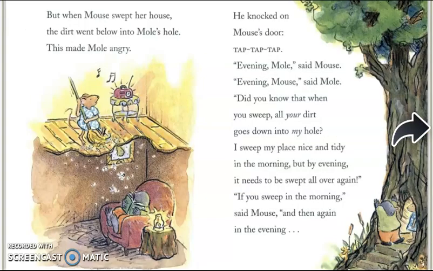But when Mouse swept her house, the dirt went below into Mole's hole. This made Mole angry. He knocked on Mouse's door. Tap, tap, tap. "Evening, Mole," said Mouse. "Evening, Mouse," said Mole. "Did you know that when you sweep, all your dirt goes into my hole?